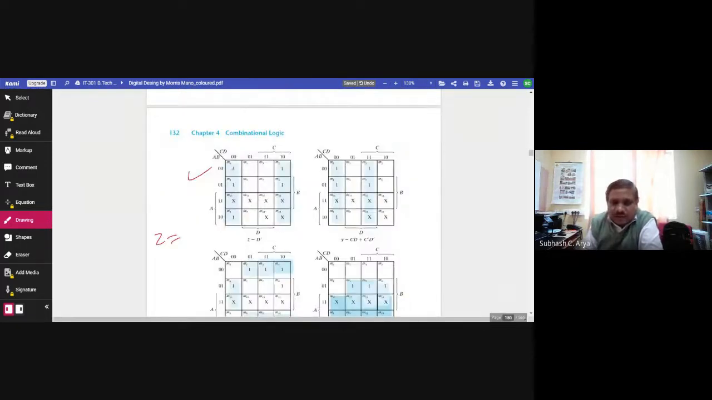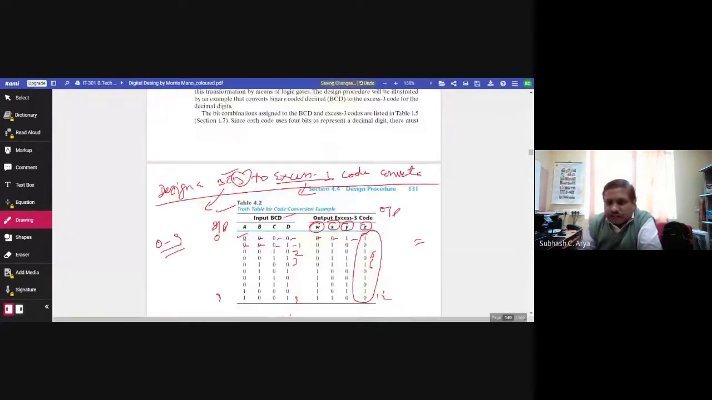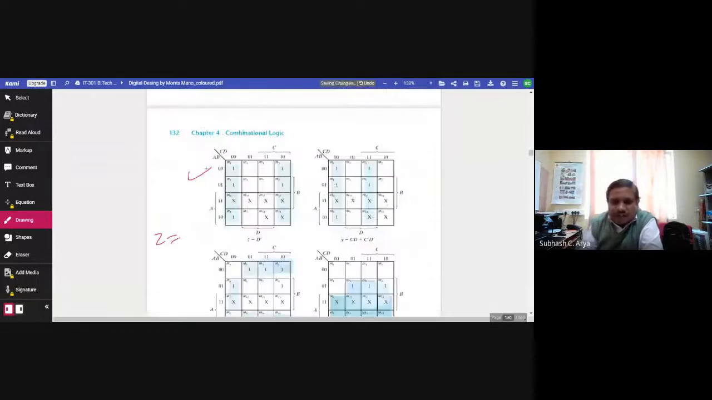So F0 is 0, then F1 will be 0. You can see here this is 1, then 0, then 1, 0, 1, 0, 1, 0, 1, 0, and up to 9 you have this output. But 10, 11, 12, 13, 14, 15 all are don't care because they are not defined. That is why we put this X symbol, which expresses that this is a don't care.